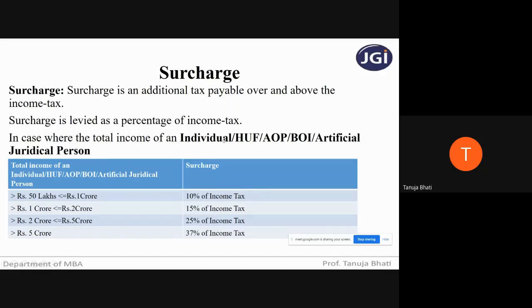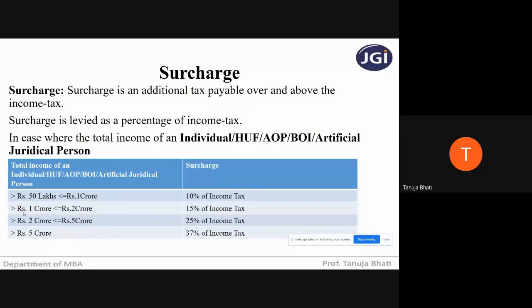Now, in case where the total income of an individual, HUF, AOP, BOI, artificial juridical person, in that case, these are the slab rates for which the surcharge will be applicable. So where the total income is more than 50 lakhs, but less than or equal to 1 crore, you are going to charge 10% of surcharge on your income tax. So by this, what do we understand? That up to 50 lakhs, if a person is earning income up to 50 lakhs, there will not be a surcharge, there will not be an additional tax payable by the Assessee.